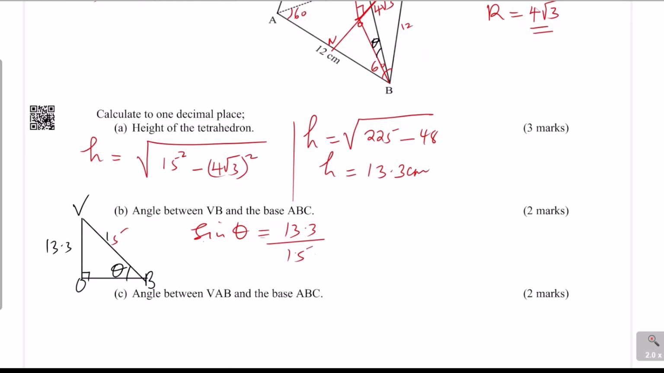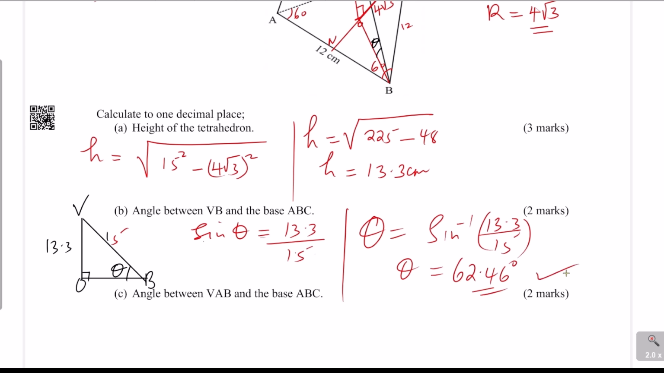So sine of theta is equal to 13.3 divided by 15, and this one should give theta as sine inverse of 13.3 divided by 15, and theta will give 62.46 degrees. Then the other one is part C, the angle between VAB and the base.